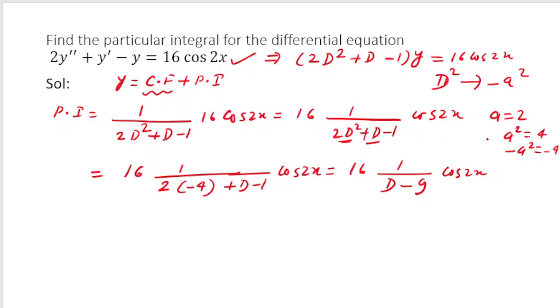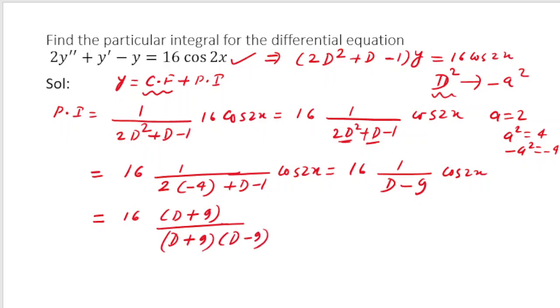The operator or the formula that we are using is replacing d square by minus a square, but if we have d here, in this kind of situation what we do is operate d plus 9 in the numerator, and then we operate its inverse operator. So d plus 9 and d minus 9. What I am saying is that here I am operating d plus 9, and in the denominator also I need to operate d plus 9.